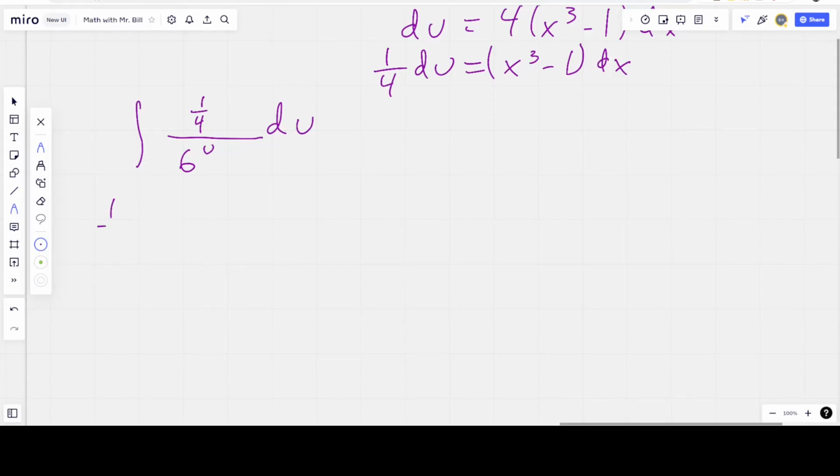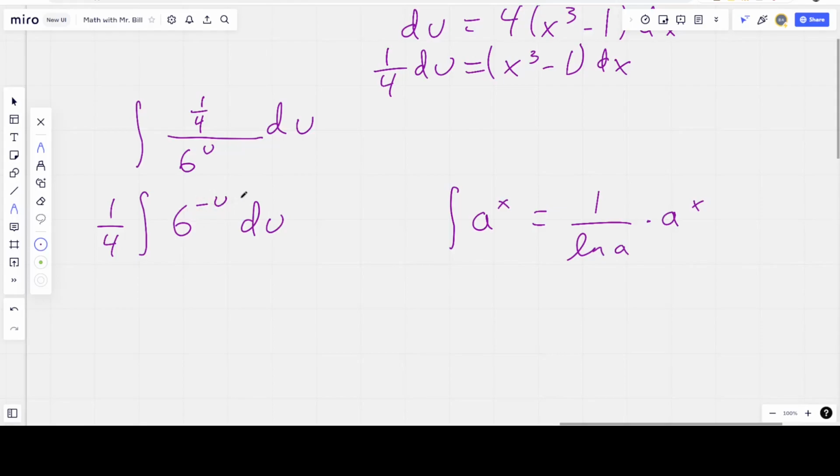And I get 1/4 the integral, so bring that 1/4 out front, times the integral of 6 to the negative u du. So I'm bringing that 6 up to the numerator by changing the exponent to a negative. All right, so now there's a rule here. If we have the integral of a to the x, this is equal to 1 over the natural log of a times a to the x. And that's about what we have. We just have that negative there that we've got to deal with.